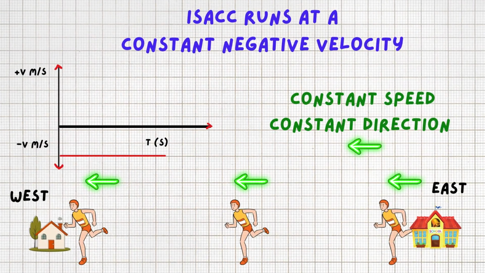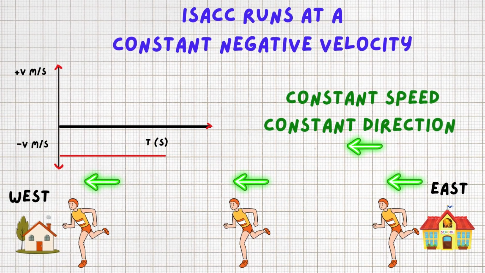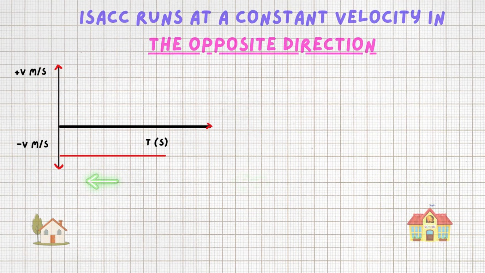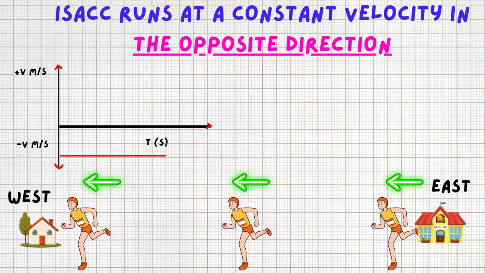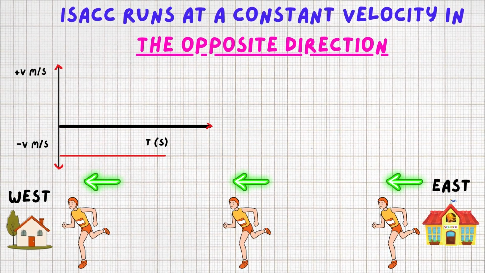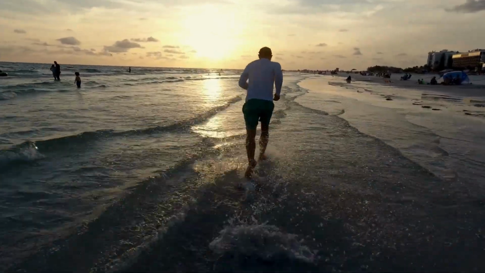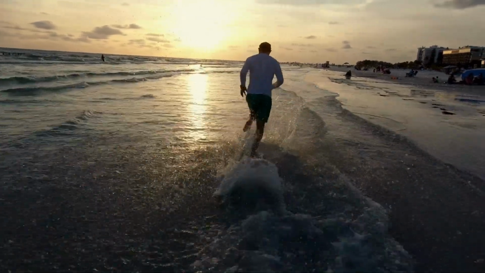If the horizontal line is below the time axis, it represents constant negative velocity. A negative velocity indicates motion in the opposite direction to the established positive direction. For example, if Isaac runs at a negative velocity, he moves westward when the positive direction is set as east.